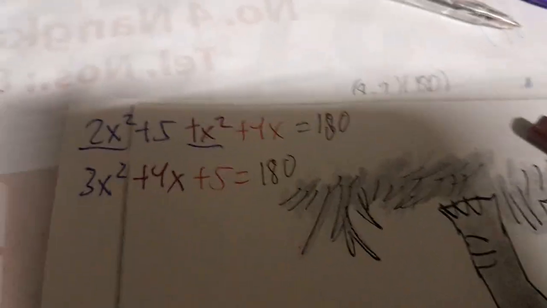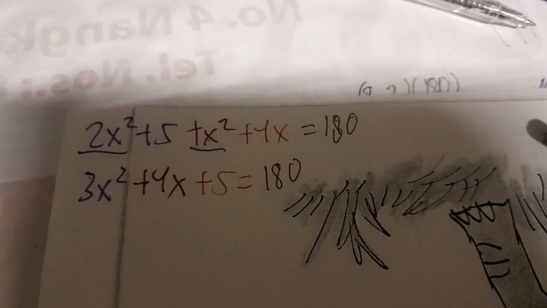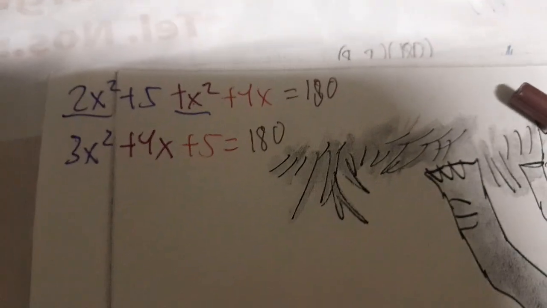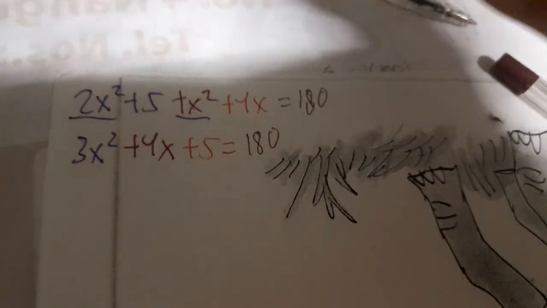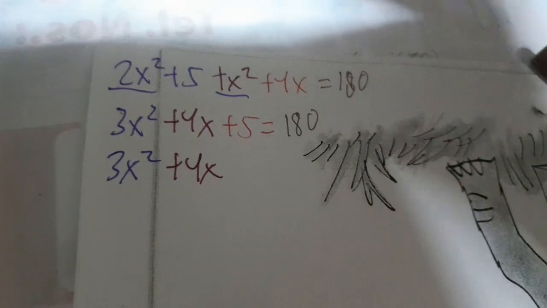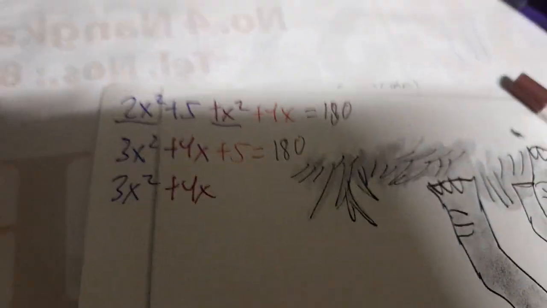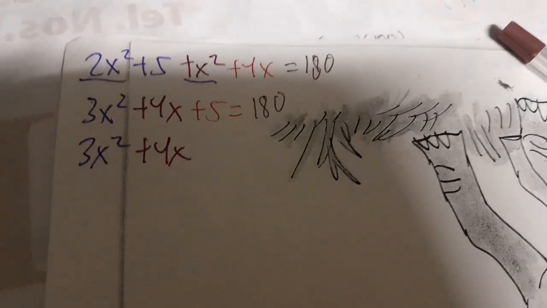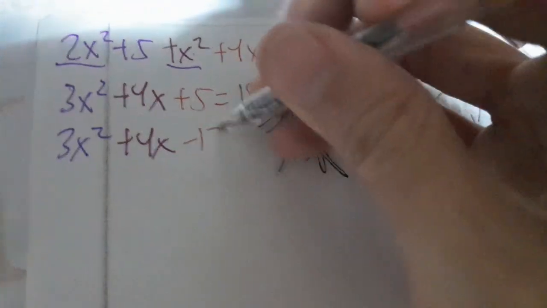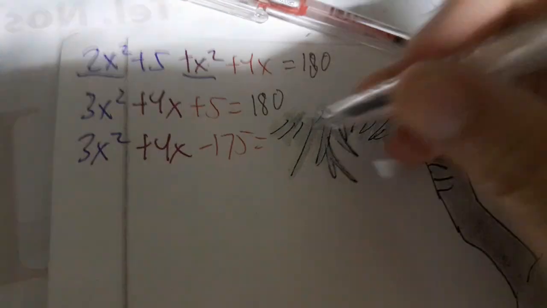Now what we simply must do is bring 180 to the other side of the equation, because remember, we need to set our quadratic equal to 0. So the formula will look like this now. We have 3x squared plus 4x, and then minus 180 on both sides. So that becomes negative 175, and that's equivalent to 0.